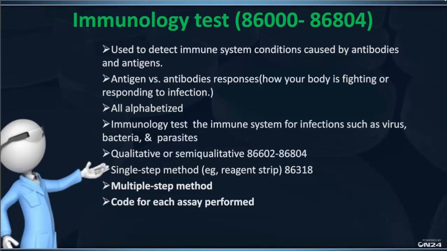You have the qualitative or semi-qualitative codes, which are 86602 to 86804. An example of a single-step method is the reagent strip, which is 86318. Multiple steps are taken during these tests. For some of them, you will code for the assay being performed.